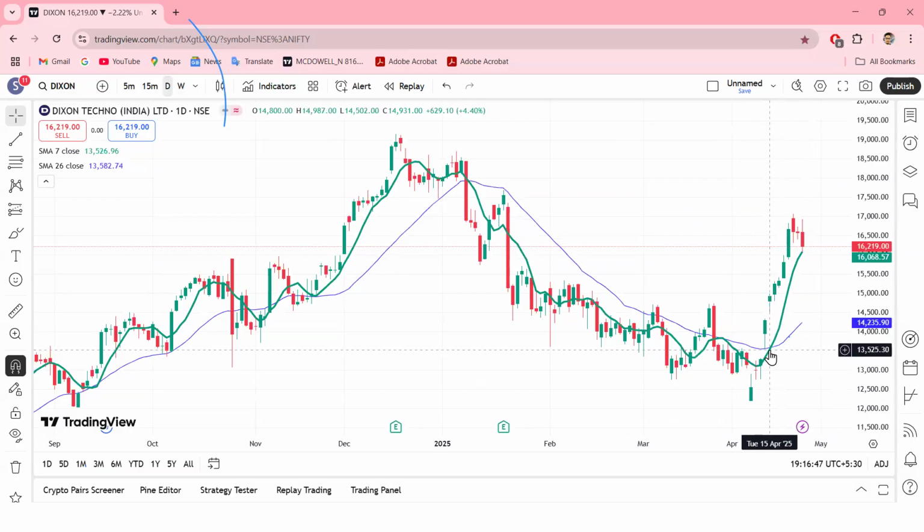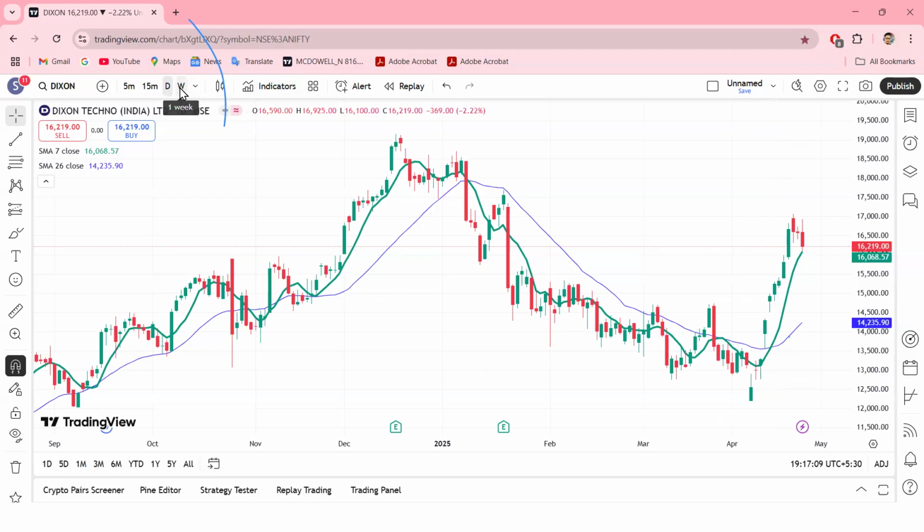For a positional trade, you can buy. Because this has crossed at 13,554. So at this point, because it had fallen from here, it was below the blue line. And on 16 April, it crossed this blue line. So at this point, you can sell. You can buy, sorry. So any stock you can search on the daily time frame.